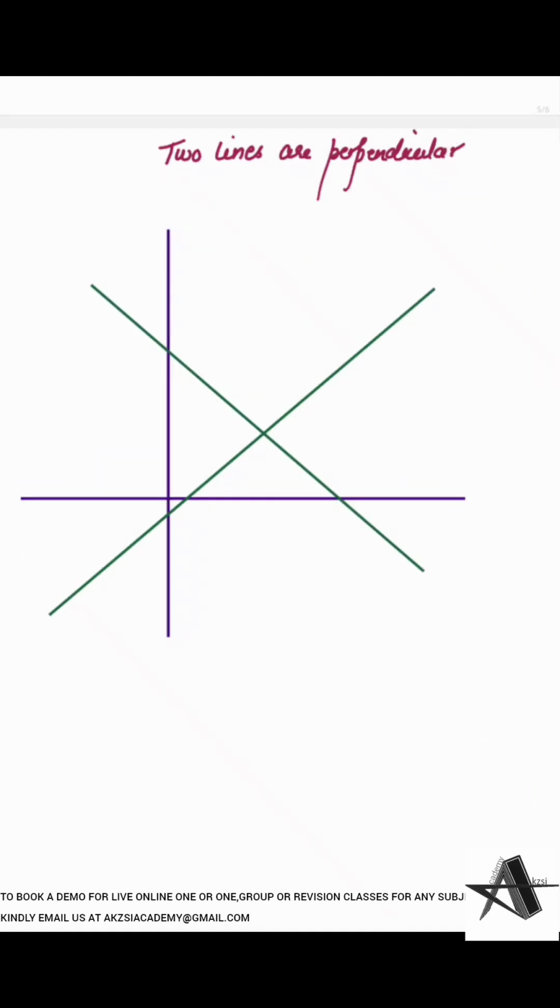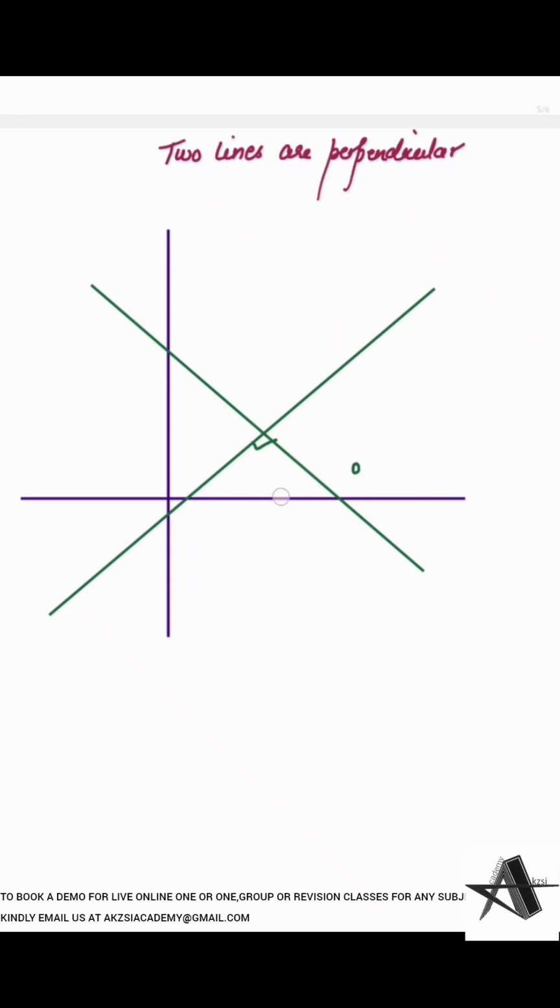This is the condition when two lines are perpendicular. Well, there is a proof of it: if this angle is theta, and this is 90 degrees, then this is 90 minus theta, and here this is 90 plus theta. Then we calculate the gradient with tan theta, and on multiplying the product, you'll ultimately get -1.